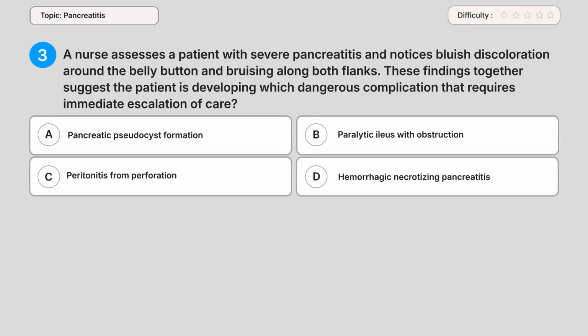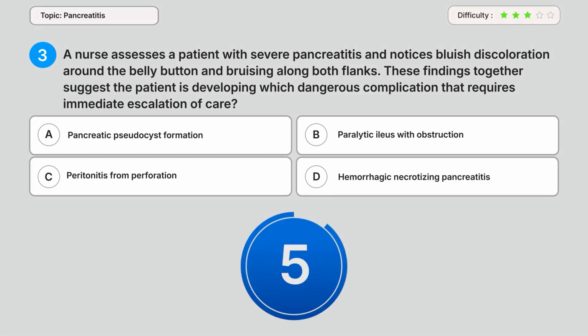3. A nurse assesses a patient with severe pancreatitis and notices bluish discoloration around the belly button and bruising along both flanks. These findings together suggest the patient is developing which dangerous complication that requires immediate escalation of care? A. Pancreatic pseudocyst formation. B. Paralytic ileus with obstruction. C. Peritonitis from perforation. D. Hemorrhagic necrotizing pancreatitis. Can you guess the answer?